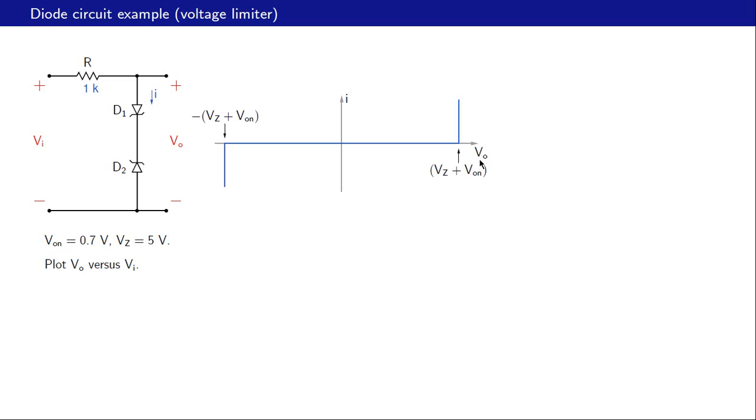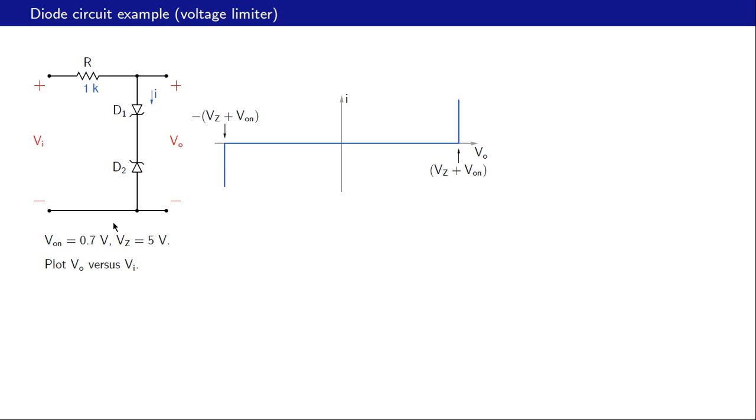Now if the diode combination conducts in the forward direction, that means if the current is positive, then we know that the voltage across the diode pair, that is VO, must be equal to Vz plus V on. In this case 5 plus 0.7, that is 5.7 volts. And when the diode combination conducts in the reverse direction, that means when the current is going like that, then VO would be minus 5.7 volts.